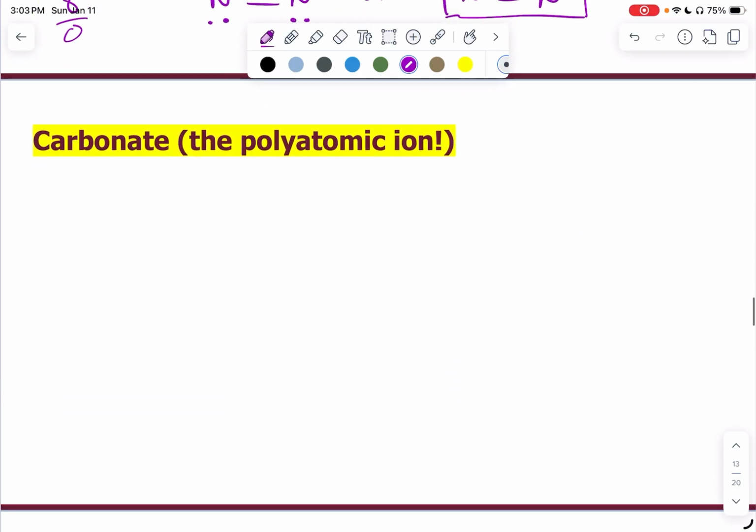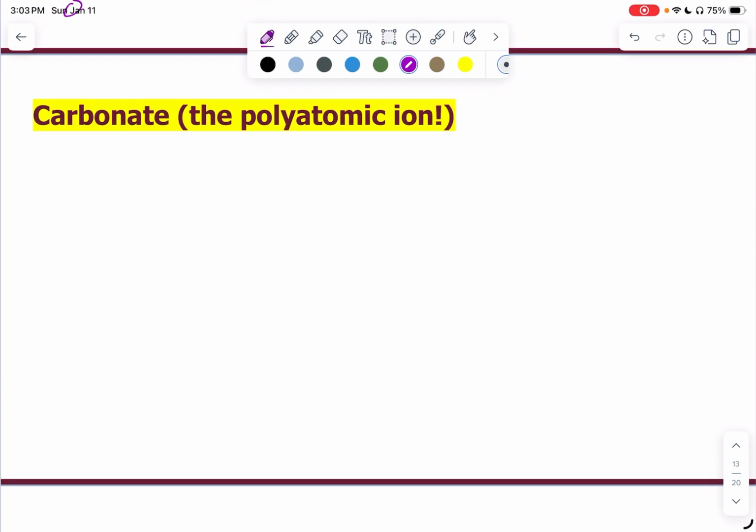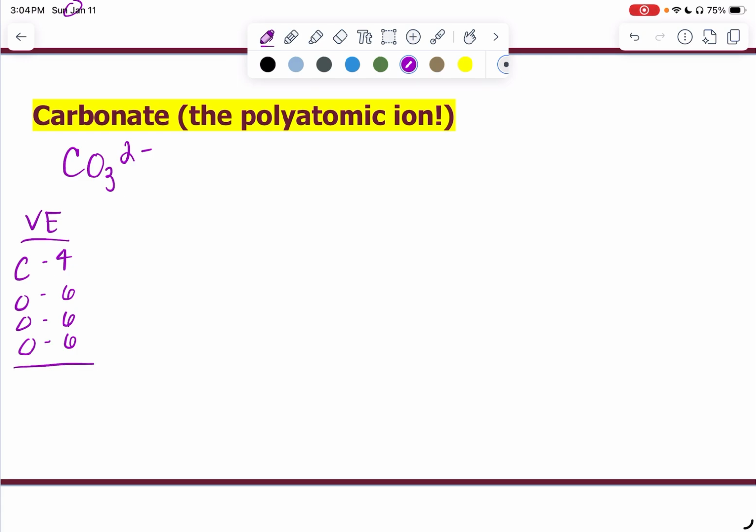All right, one more to put in your notebook. Let's do a polyatomic ion. We're going to do carbonate. Carbonate is CO3 2-. Let's add up our valence electrons. We've got carbon and 3 oxygens. Carbon has 4 valence electrons. Each oxygen has 6. So let's see, what's that? 18, 19, 20, 21, 22. 22 valence electrons.